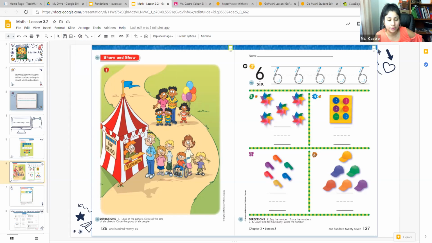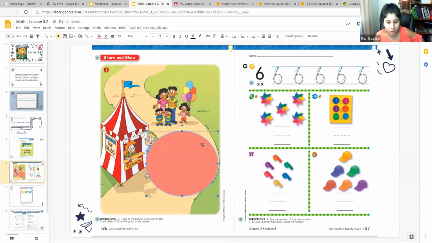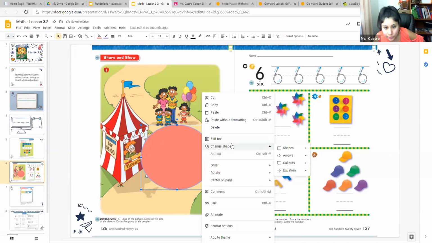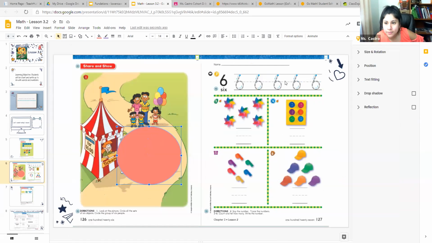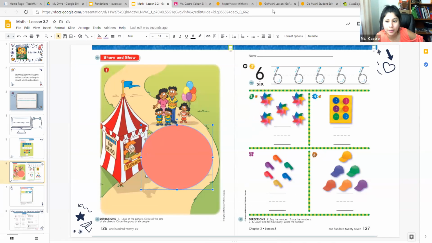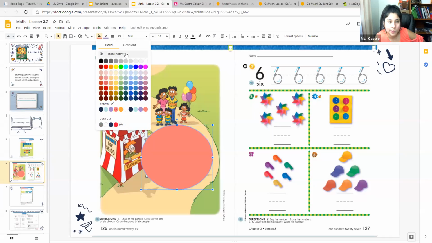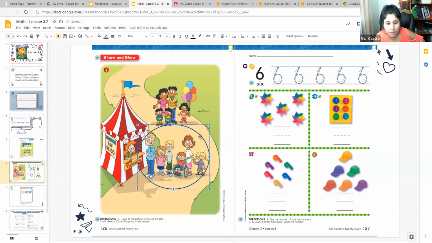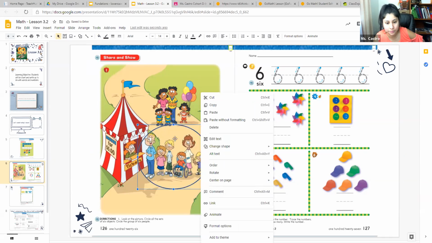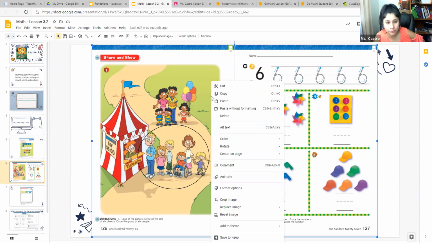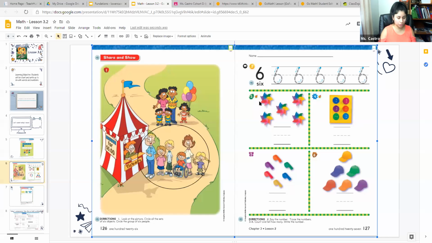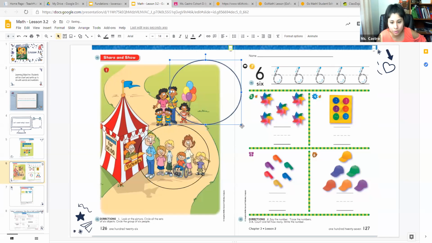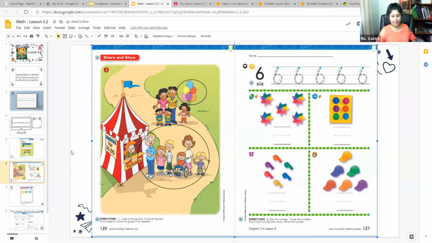Let's see if I can do it like this. So when you do a big circle, it would look something like this. This does not need to be filled in. All right. So when you make a big circle, it would look something like that. And then the same thing with the balloons. The balloons you would circle in a big group like that, okay? All right, so we're done counting there.